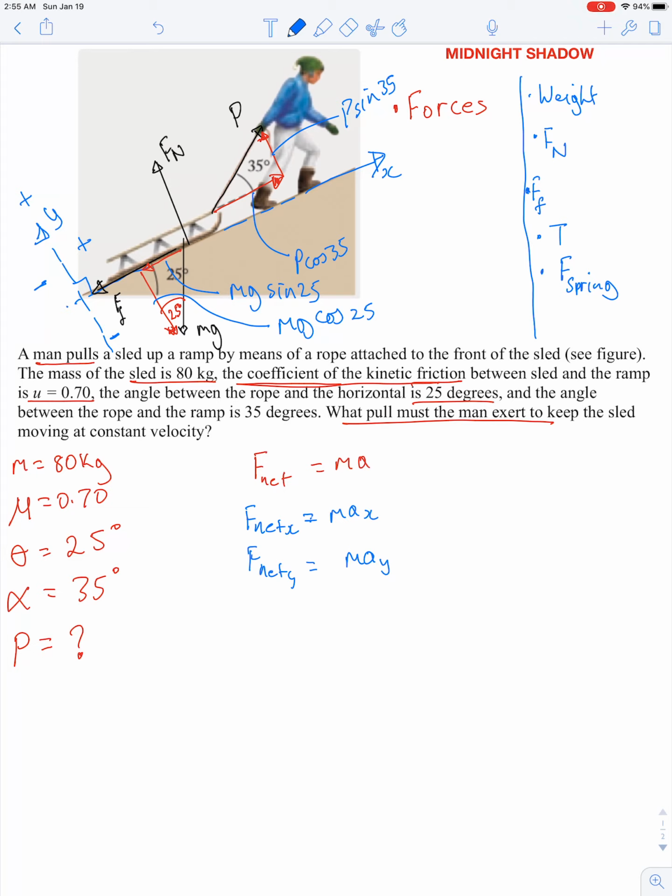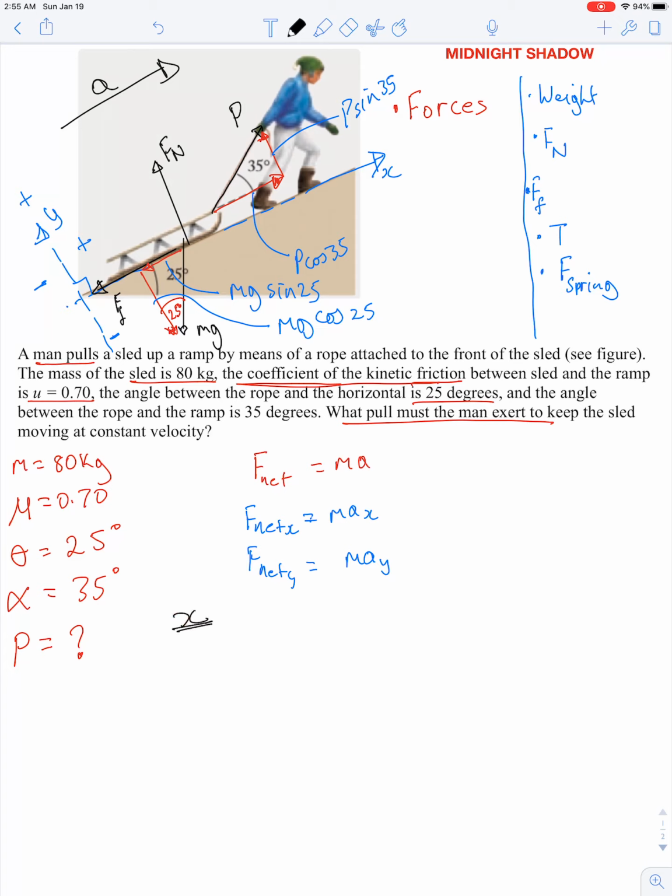What's the next step in the process? Just follow what the thing says. F net x is equal to max. Oh, I forgot to put that. This thing is accelerating that way. See? Because once you're making any type of motion, the thing is only accelerating in one dimension. So let's go with x first.